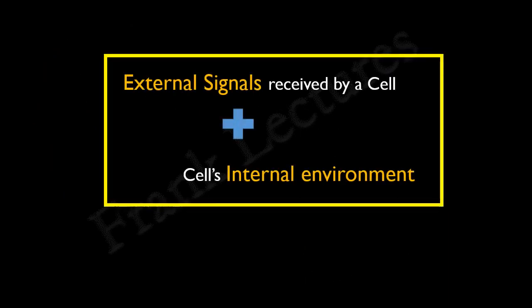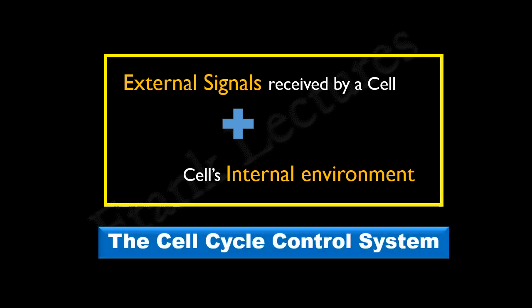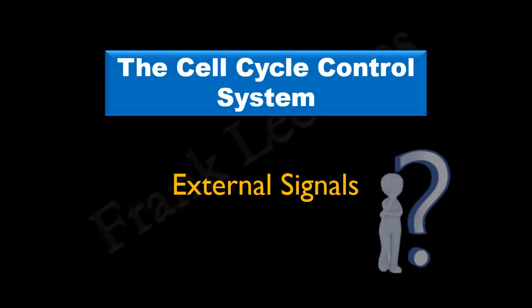The cell cycle is regulated by external and internal signals. In other words, the cell cycle control system is made up of external signals received by the cell and its internal environment. Let's first find out what these external signals are.